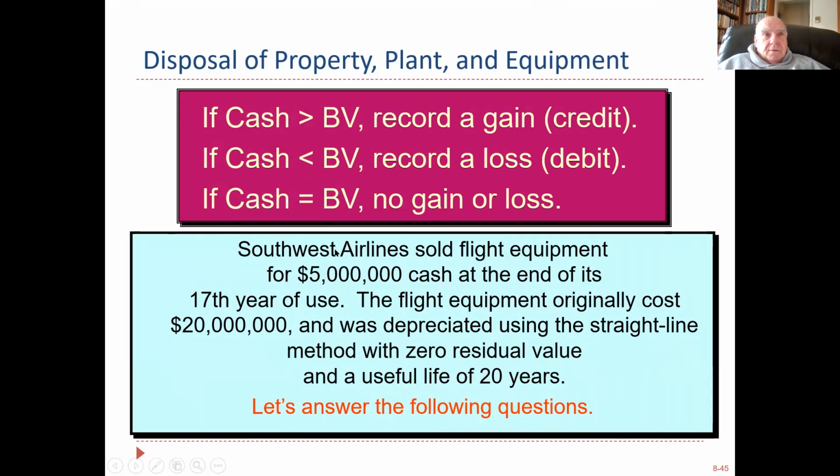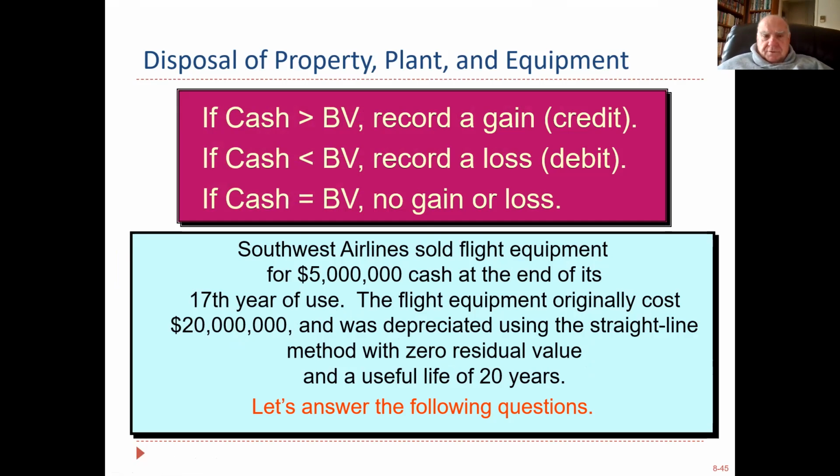Southwest Airlines sold flight equipment for $5 million at the end of its 17th year of use, okay? 17 years. It originally cost $20 million, and they used straight line depreciation, and it had a life of 20 years. So they were depreciating that machine at the rate of $1 million per year. So what was the net book value after 17 years? 20 million minus 17 million. That's the net book value.